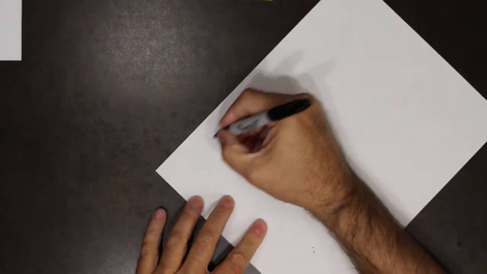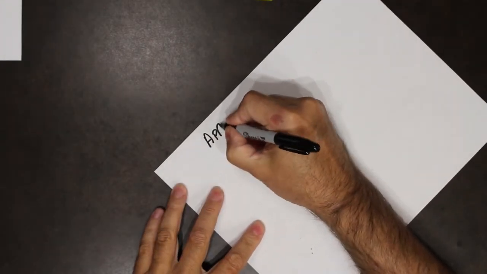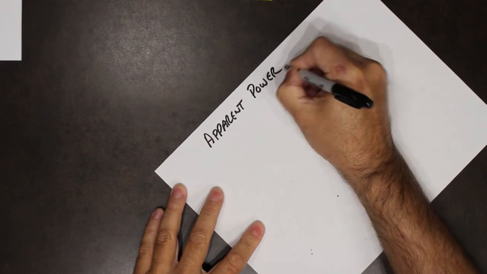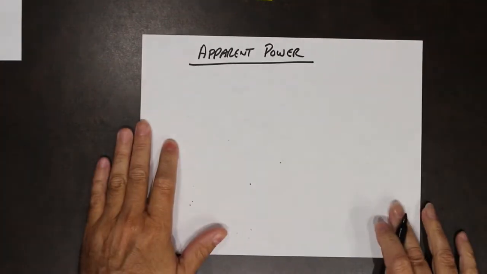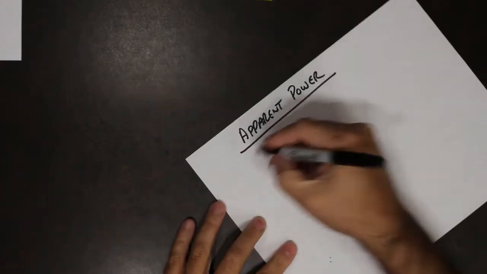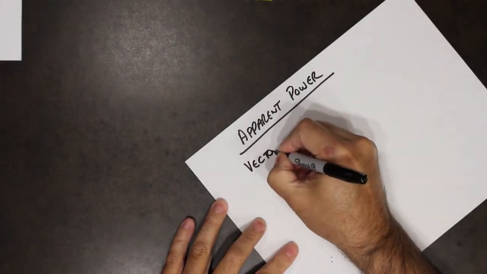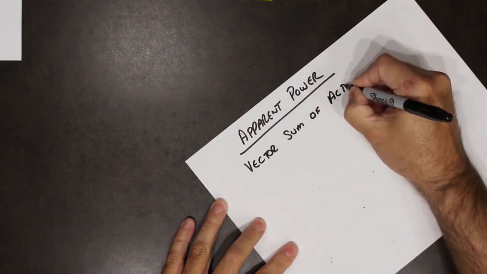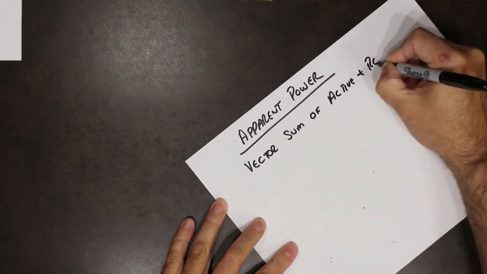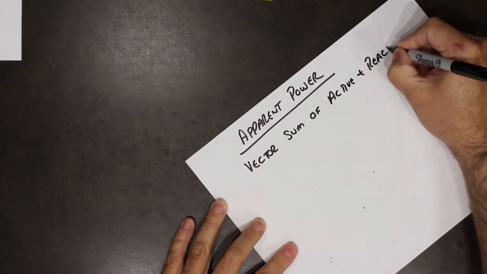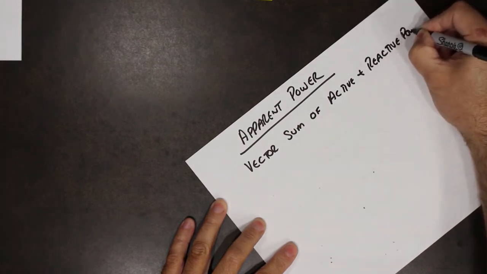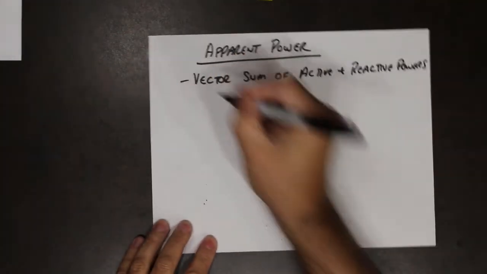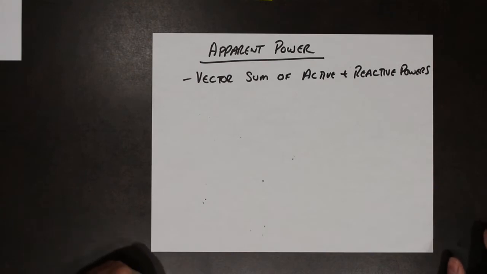The last one is apparent power. Apparent power is the vector sum of active and reactive power. So it's the vector sum, so it takes into account phase angles.